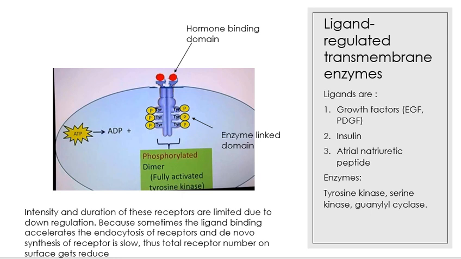The intensity and the duration of the action produced by epidermal growth factor, platelet-derived growth factor, and other agents that act on these receptors is basically limited by a process called downregulation of the receptor. Sometimes the excessive binding of the ligand to the receptor causes endocytosis of the receptor, and the de novo synthesis of the receptor is slower compared to the endocytosis. That endocytosis of the receptor is followed by degradation of the receptor.